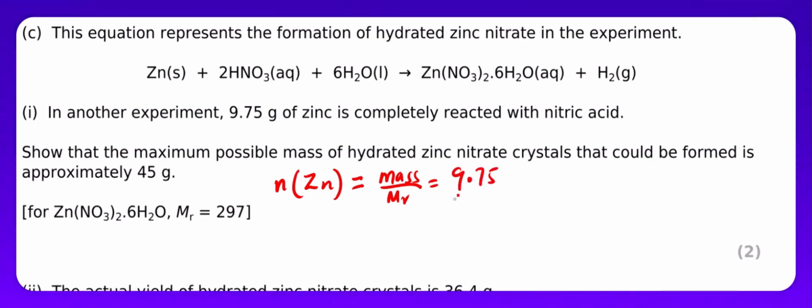So the molar mass is 65. 9.75 divided by 65, so let's just work out it together. 9.75 divided by 65 turns out to be 0.15 mole. So now we do have the number of moles of zinc, which is 0.15 mole.